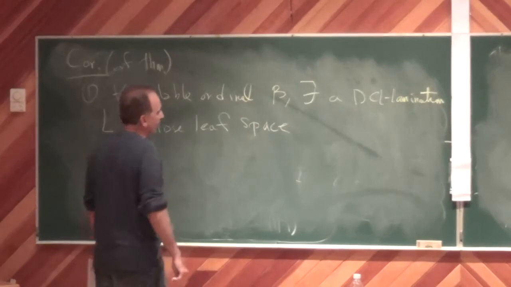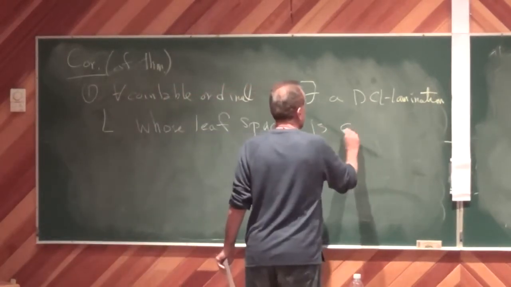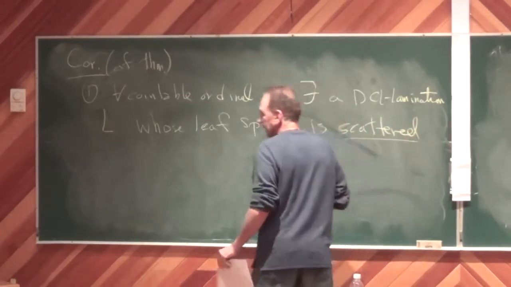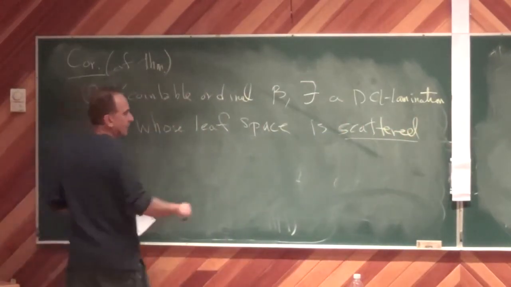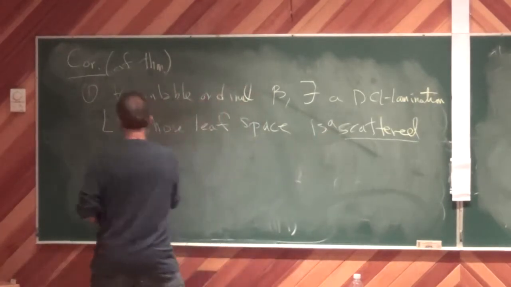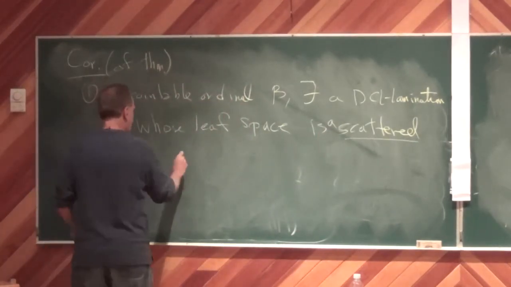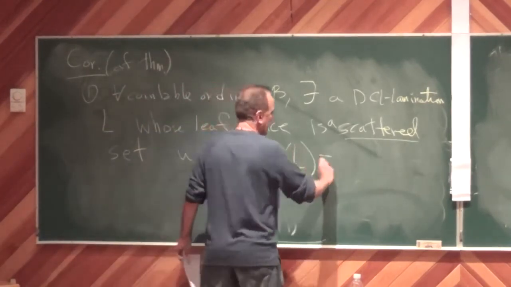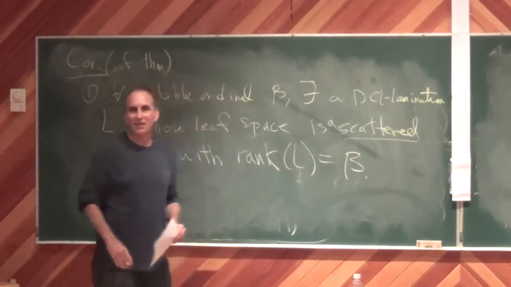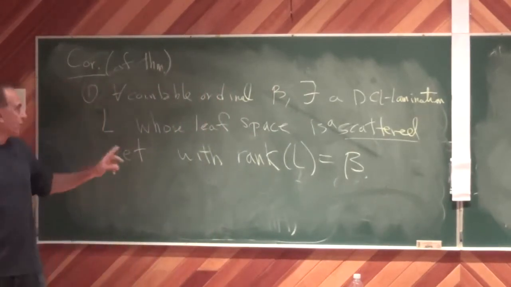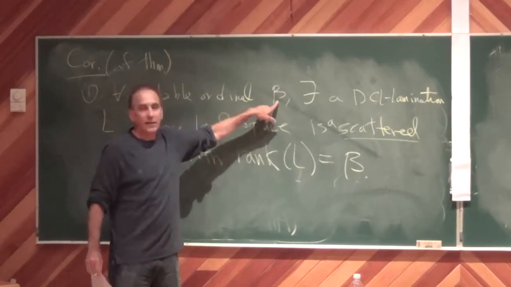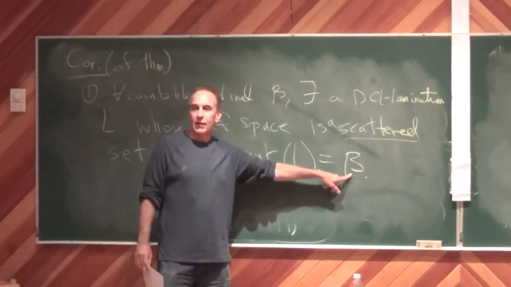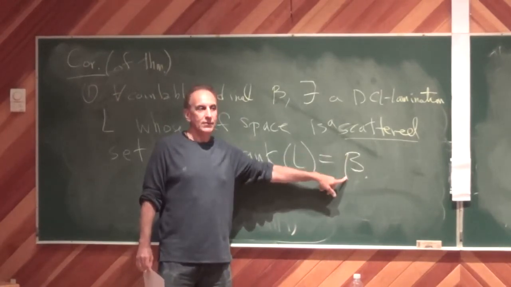so its topology is, first thing, scattered. That's a topological condition. I'll say what that is in a moment. It is a scattered set with rank of L equal to that ordinal. So if you don't like ordinals, just take any positive integer. Any positive integer can be realized as the rank of some DCL lamination.